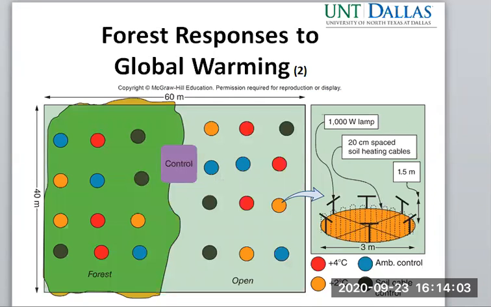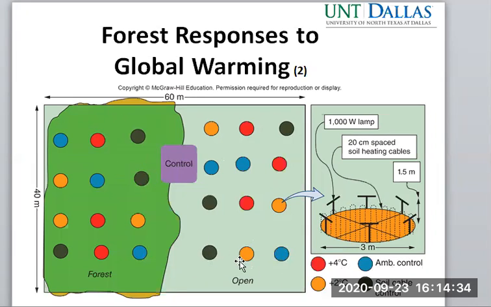Here you can see the layout of that B4 Warmed study. You can see these are the different plots. This is the open one, and this is the forest, and these are controls. So they have created these ambient temperatures. You can see the ambient control with the blue circles here, that means plus, and then we have the soil cable controls. These are the soil cable controls.